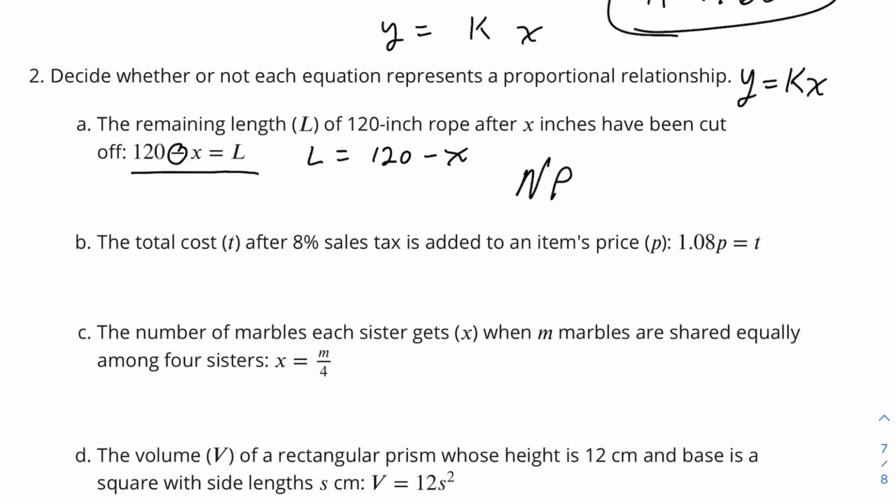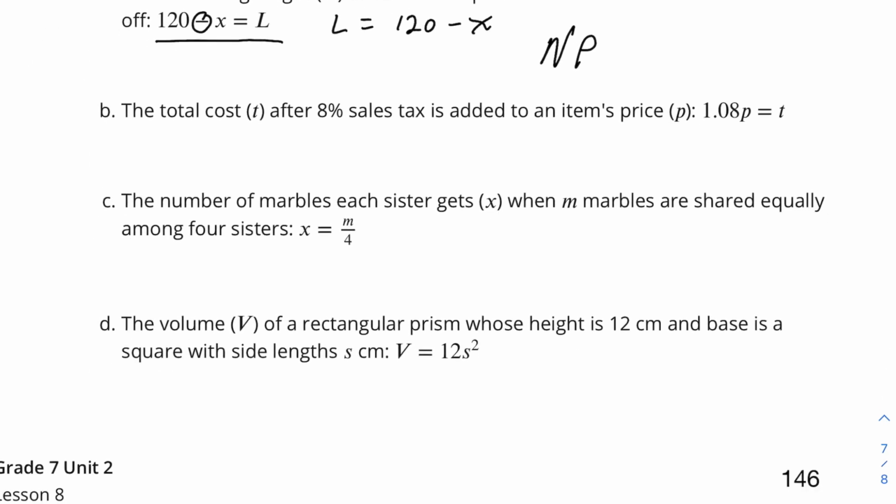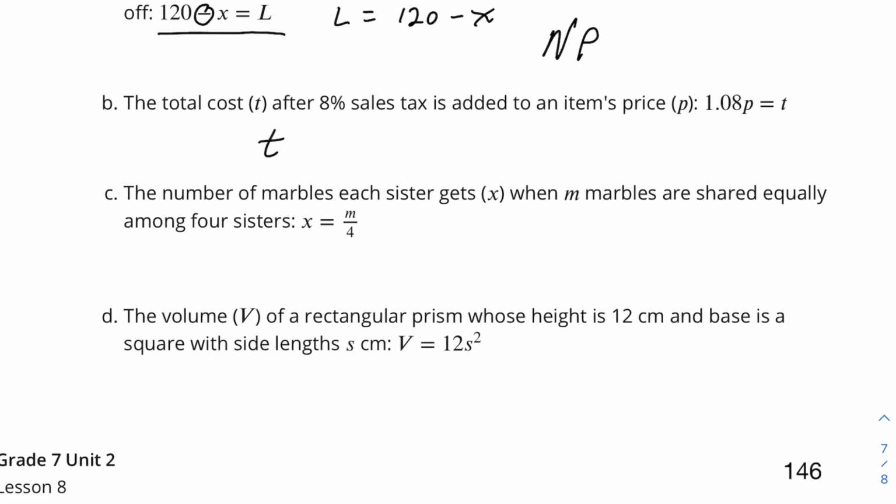Number 2, the total cost T after 8% sales tax is added to an item's price. That is 1.08p equals T. Now I'm going to flip this around just so I can see it a little differently. T is equal to 1.08p. So I can see that that's in the form of y equals kx, where my k value is 1.08. It's 100% of the cost plus the 0.08. That's our 8% sales tax that's being added on. So k is 1.08.